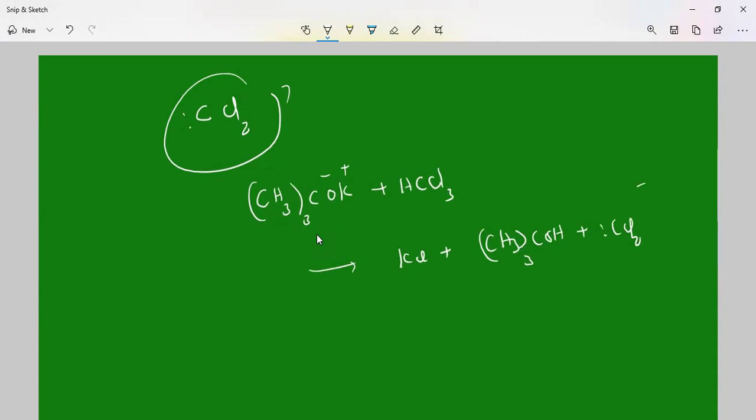dichlorocarbene. So this you will call as alpha elimination, because straight away this carbon is linked with hydrogen. So that hydrogen we are removing. That's called alpha elimination reaction. So alpha elimination is happening. Both the hydrogen and chlorine are lost from the same carbon. That's the answer.